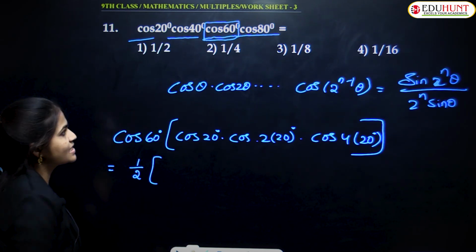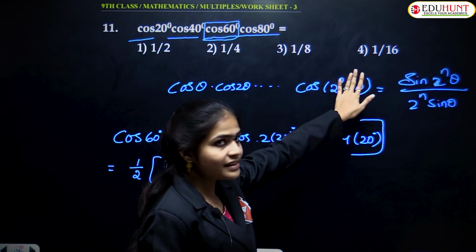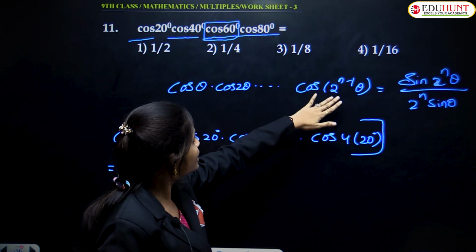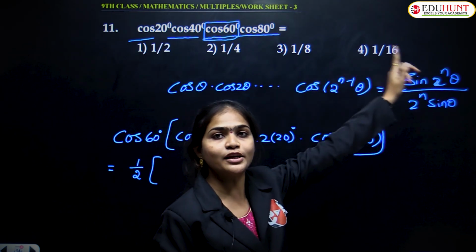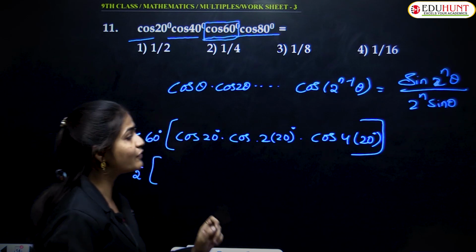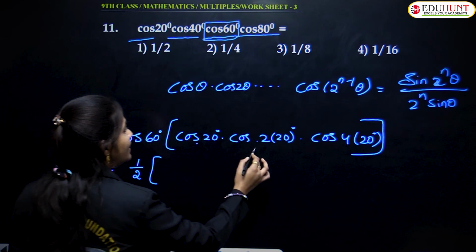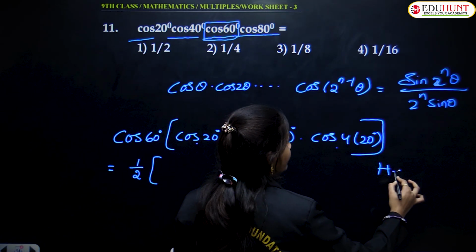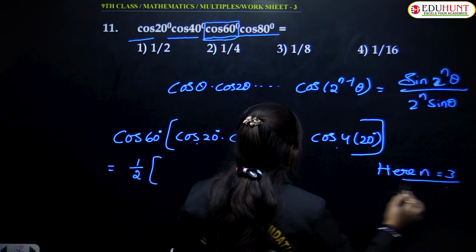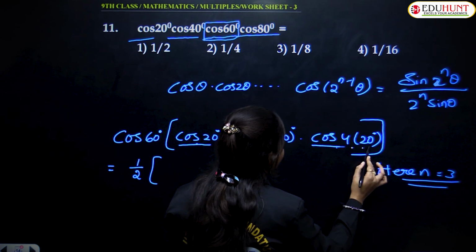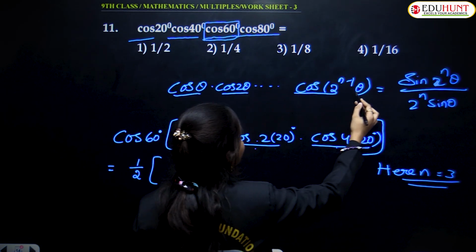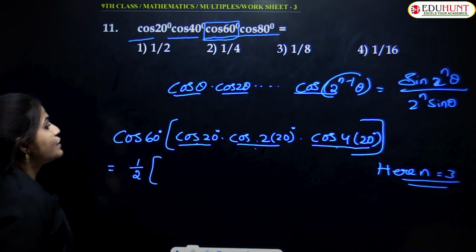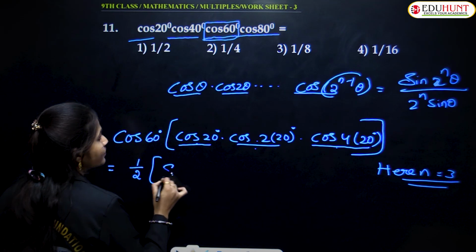Understand? And here just observe that n minus 1 terms are there, that's why n is there. Okay, so how many terms are there, that value is equal to n. So here how many terms are there? 3 terms are there, so here n is equal to 3. Why? Because this is the first term, second term, third term. So first term, second term, third term, fourth term and so on, up to 2 power n minus 1 terms there.